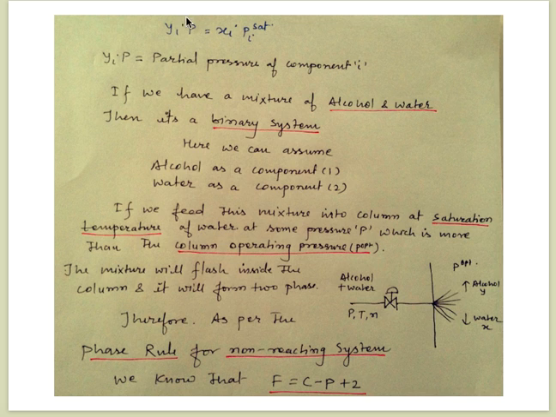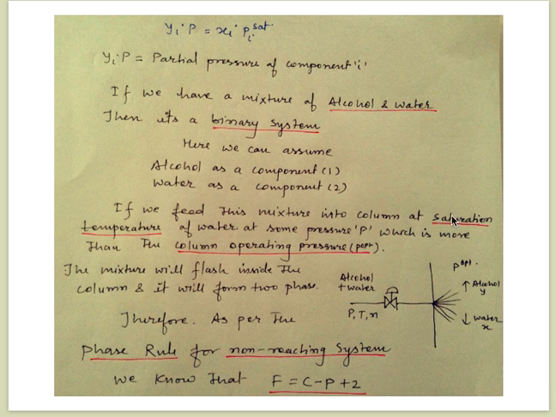So further I have written yi P equal to xi Pi sat. So yi P gives the partial pressure of component i. Let's say, for example, if we have a mixture of alcohol and water, then it is a binary system because there are only two components. Here we can assume that alcohol is component 1 and water is component 2.